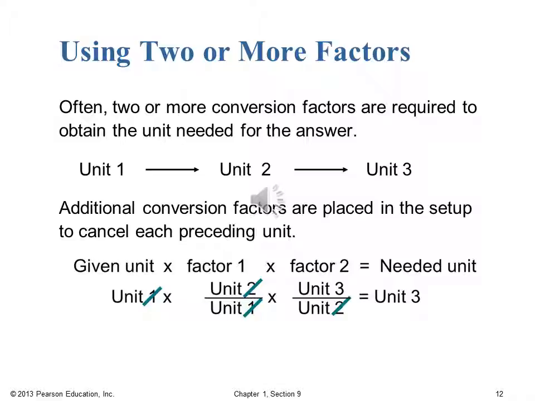So the typical solution for a 2 or more factor problem is going to look like the bottom, where we have the given unit, and then that unit will be in the denominator, and we'll have a new unit in the numerator of our conversion factor. Then we'll have another conversion factor where that unit that was in the numerator of our first conversion factor now drops down to the denominator of our second conversion factor. And finally, our desired unit, when we're using 2 factors, would be that unit 3 up in the numerator, and that's not going to cancel. That's going to be the unit of our final answer.